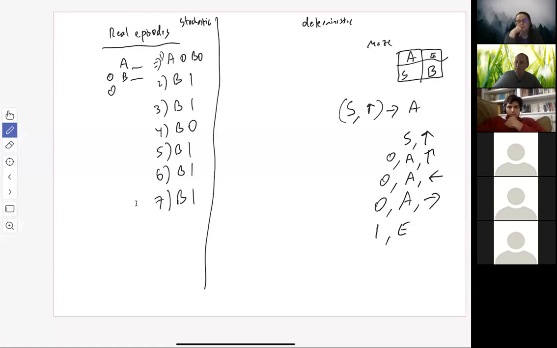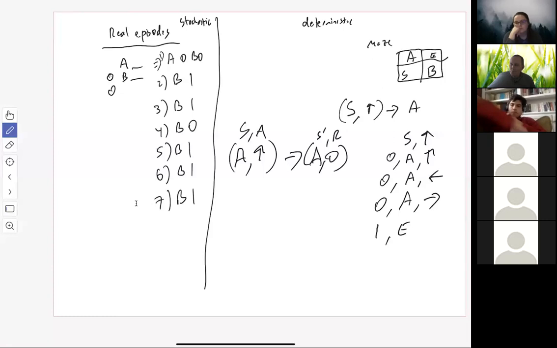If we happen to know this was deterministic, we know this. We know that A up, so this state and action, goes to a new state of A, and a reward of 0, right? And we know all these other things. We know that going left from A takes you to A and gives you 0 reward. We know going right from A gives you a reward of 1 and takes you to the end state. Okay. Do we know anything about B? We've never seen B, so we don't know anything about B. We don't know anything about S, other than if you go up, it takes you to A and gives you a reward of 0. But we could keep a big table.